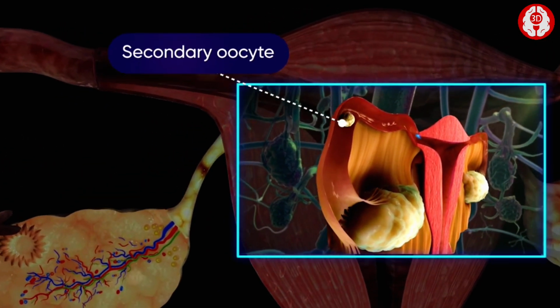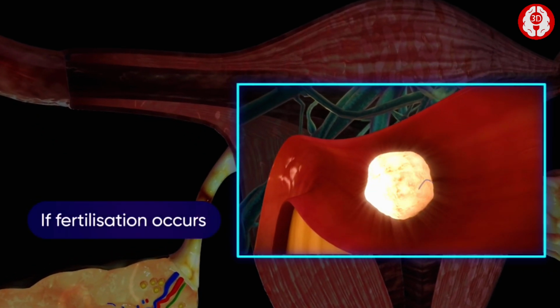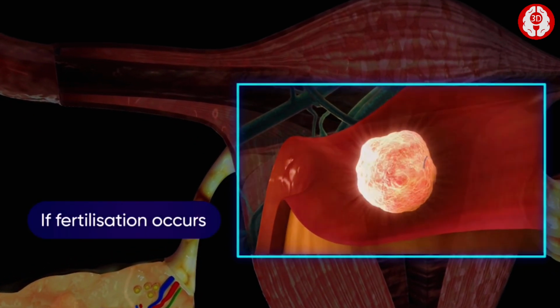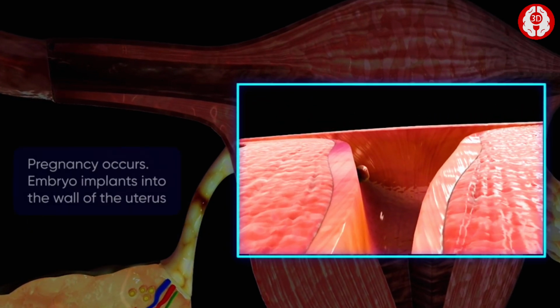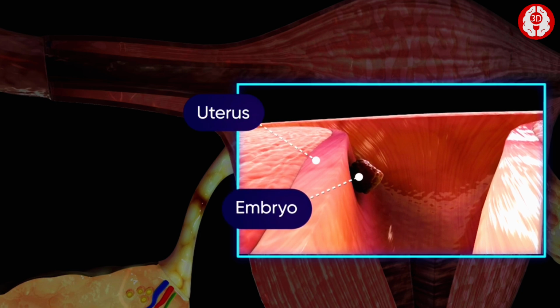During this stage, if the secondary oocyte is fertilized by a male gamete, that is the sperm, then this results in pregnancy, where the implantation of the embryo occurs in the mature uterus.